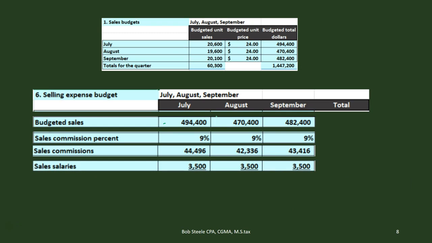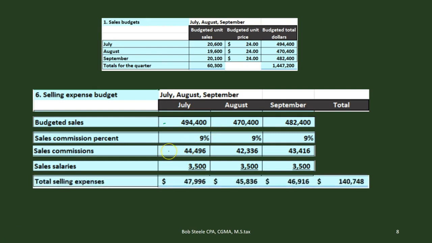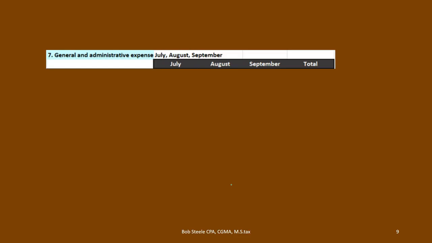Then we're going to have the fixed portion. So we have the fixed salaried individuals. Theirs is pretty straightforward. We know we're going to take their yearly salary and divide it by 12, and we'll get the monthly amount. So the fixed portion is easy. If we add those two up, we get the totals. For example, the 44,496 plus the 3,500 gives us the 47,996. The 42,336 plus the 3,005 gives us the 45,836, and so on.